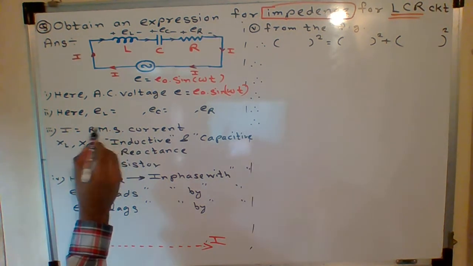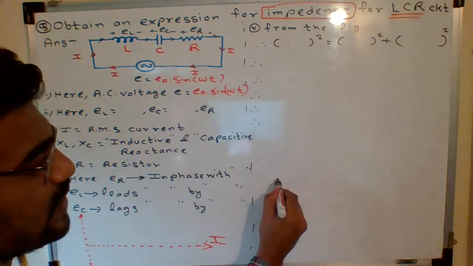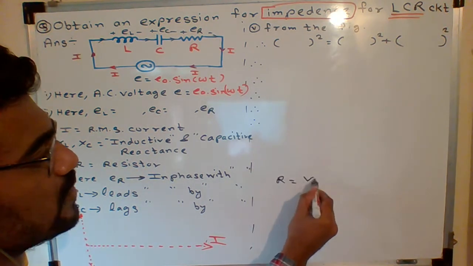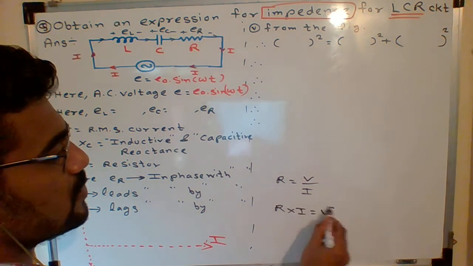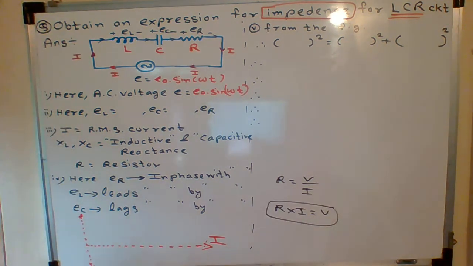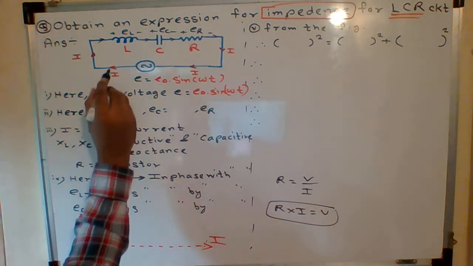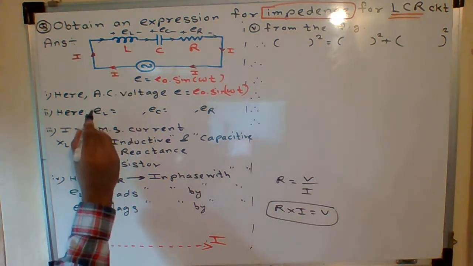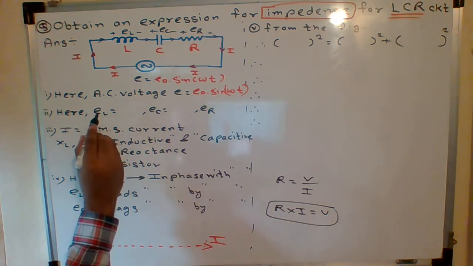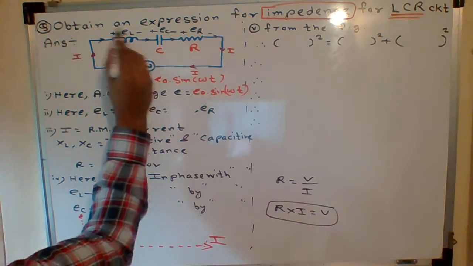So students, what is Ohm's law? Resistance equals voltage upon current, so voltage equals resistance into current. If this current passes through this particular coil, back EMF EL will be produced. And what is the resistance of this L?